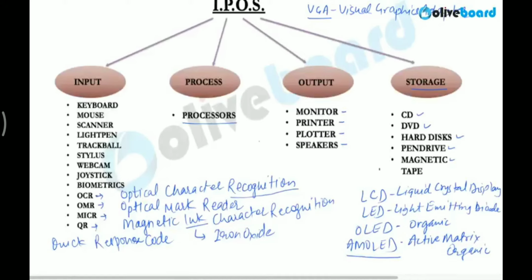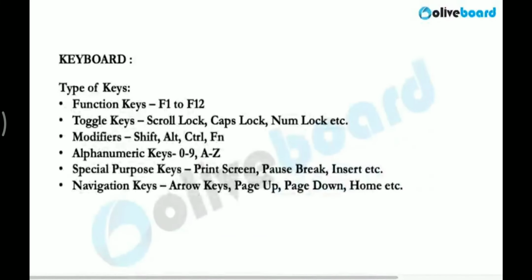Okay, let's move forward and see what we have next here. We have some important questions from the keyboard also, because the keyboard has multiple different types of keys, and there are questions in our exams which talk about the types of keys on our keyboard. So let us discuss that also. There are various types of keys on the keyboard: function keys, toggle keys, modifiers, alphanumeric keys, special purpose keys, and navigation keys.